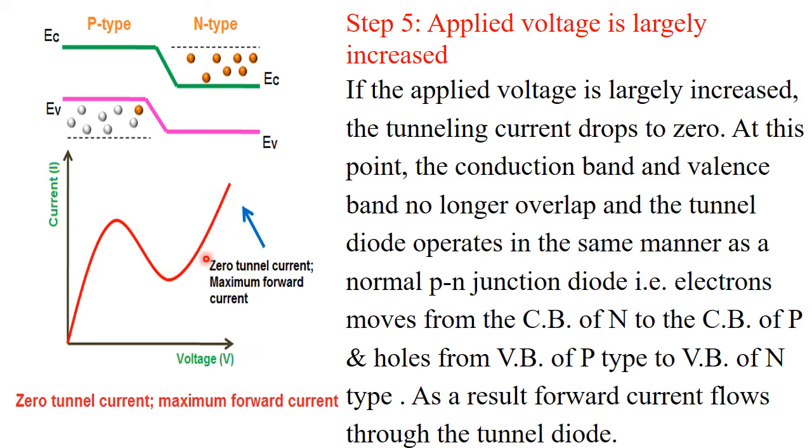But this current is not a tunnel current. It is a normal diode current flow which we get when we start applying the forward bias voltage across a normal diode. So zero tunnel current is there in this region, and it is just the forward current which we achieve in the operation of a normal diode.